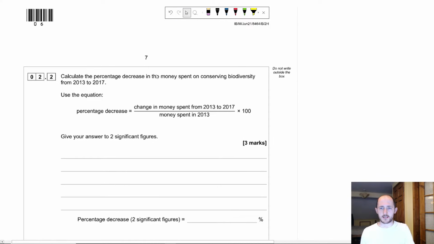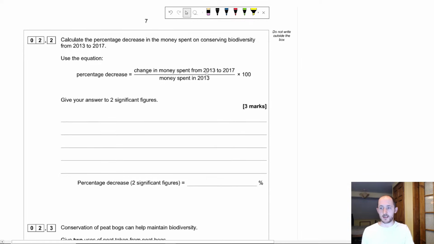Completely fine. Then this is calculate the percentage decrease in the money spent. So change in money spent from 2013 to 2017 over 2013. And then times by 100. Well, this is some maths. 3 marks for doing a percentage change question. It's pretty saucy, pretty nice.